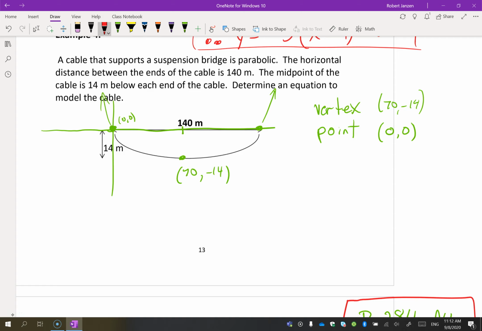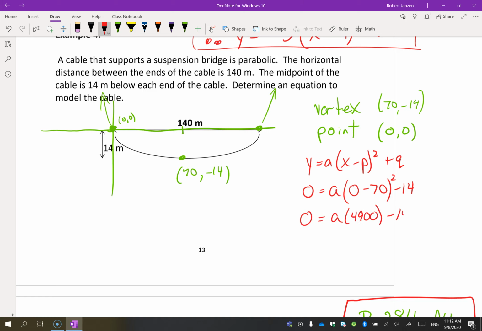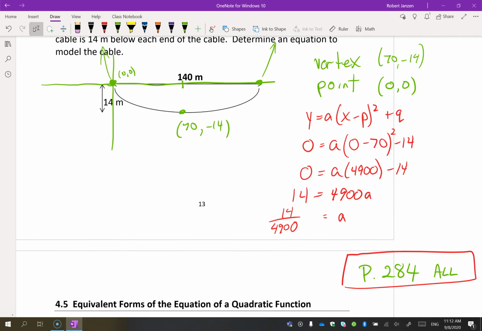Okay, so let's put this into our, here I'll write out the equation again. So y is 0, I don't know a, x is 0. So I have this, let's solve for a now. So I have 0 is a(4900) minus 14. Bring the 14 over. And to get a, I get this. Now I can simplify this. I can see those are both divisible by 7, but I don't need to. Don't make unnecessary mistakes.